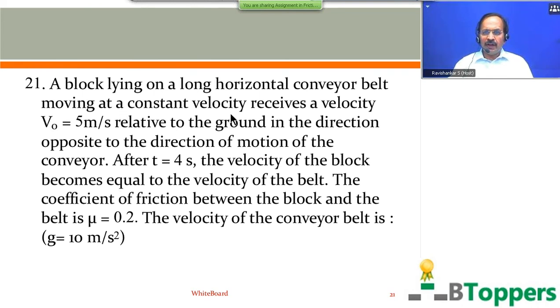A block lying on a long horizontal conveyor belt moving at a constant velocity receives a velocity V0 equal to 5 meter per second relative to the ground in the direction opposite to the direction of the motion of the conveyor. After t equal to 4 seconds, the velocity of the block becomes equal to the velocity of the belt. The coefficient of friction between the block and the belt is 0.2. The velocity of the conveyor belt is.